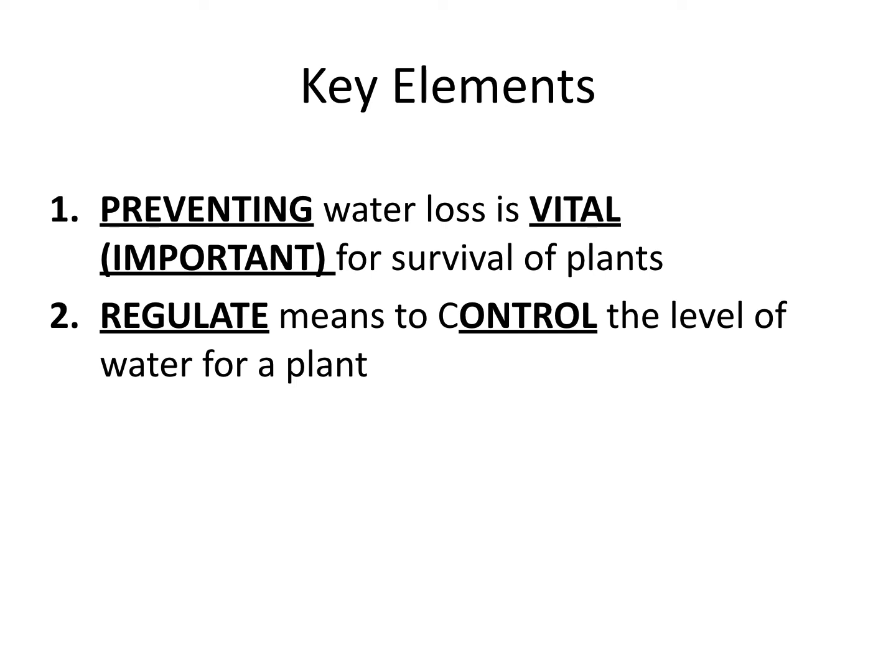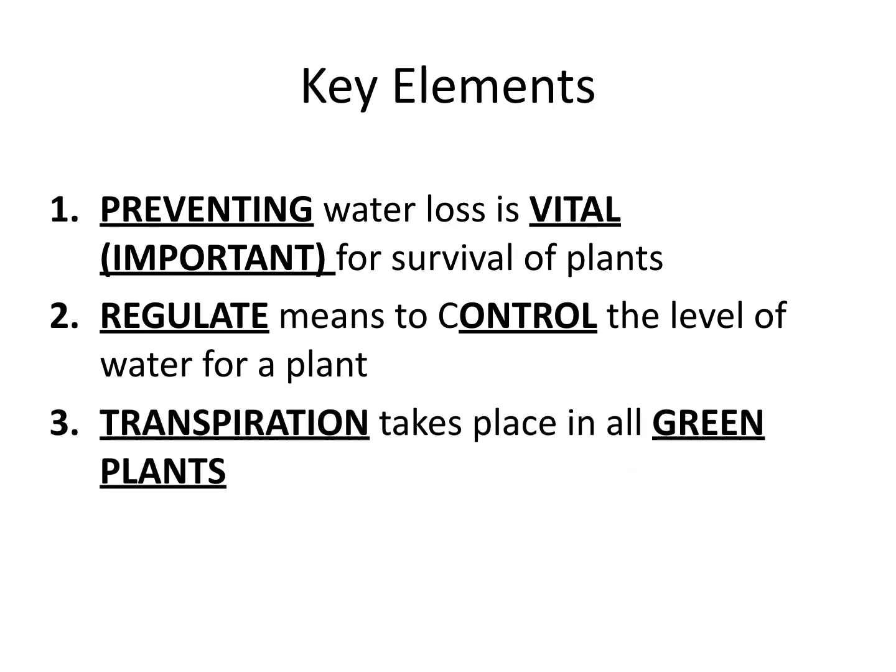Regulate means to control the level of water for a plant. Regulations mean controls that companies or people have. So the word regulate means to control. And the last one, transpiration takes place in all green plants. Just like photosynthesis, this is an all green plant process.